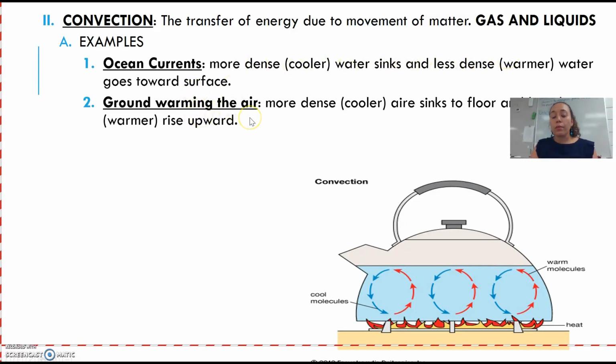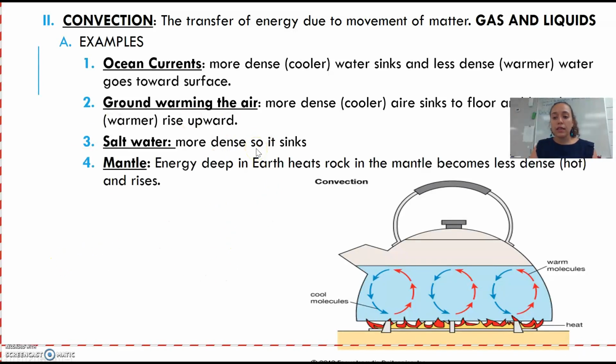Another example is the ground warming the air. The more dense, cooler air sinks to the floor, and the less dense, warmer air would rise above. So that's how air would move as well. And we'll go over more examples later, but salt water is actually super dense, and it sinks. So at the bottom of the ocean, it's more salty than the top of the ocean.